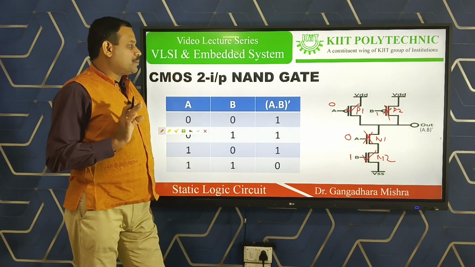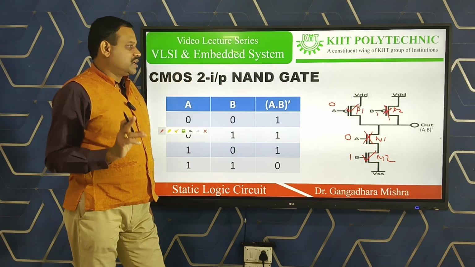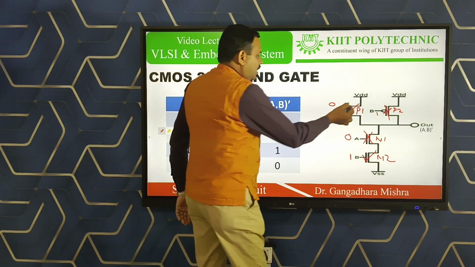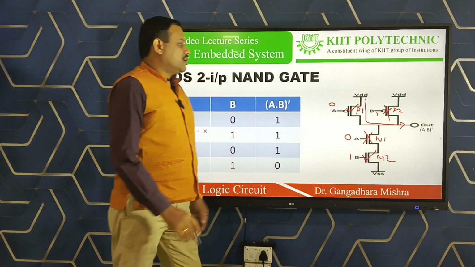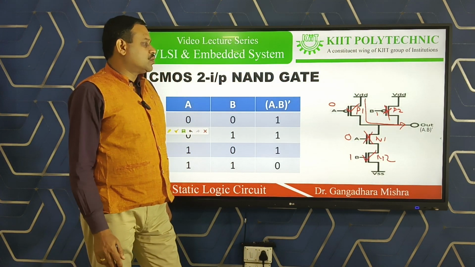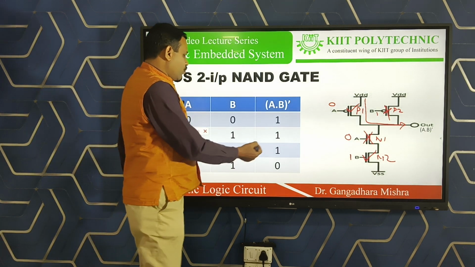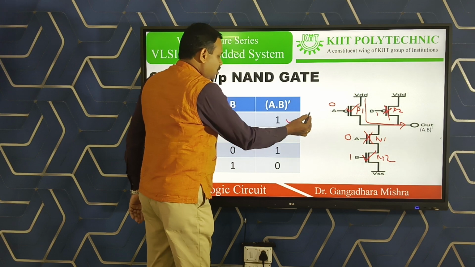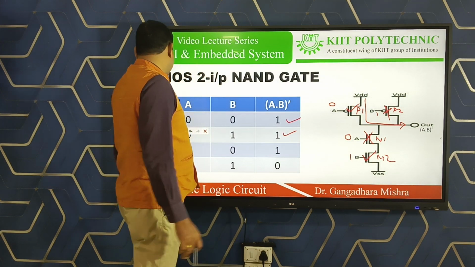Let's see the pull-up network. Here P1 is in conduction state, P2 is in cutoff state. As a result, a low resistance path from VDD to output is available through P1, and the output will be driven to the logic 1 state. So both condition 1 and condition 2 are satisfied.